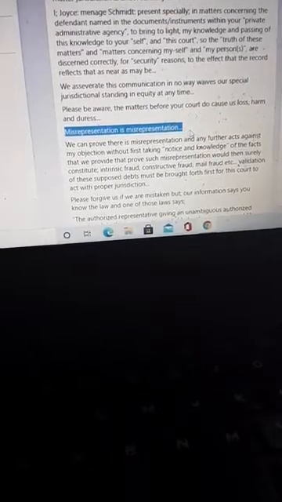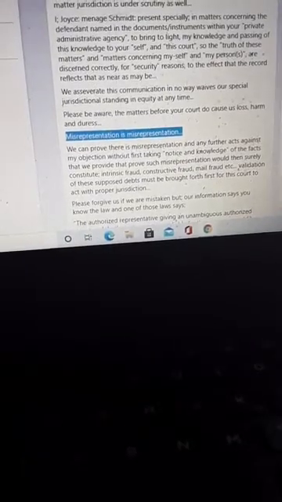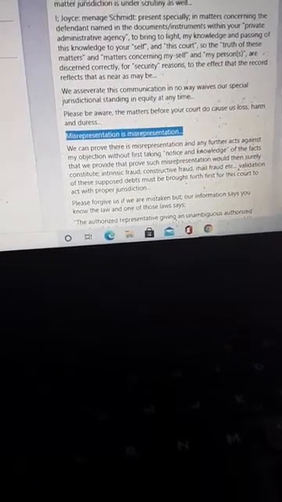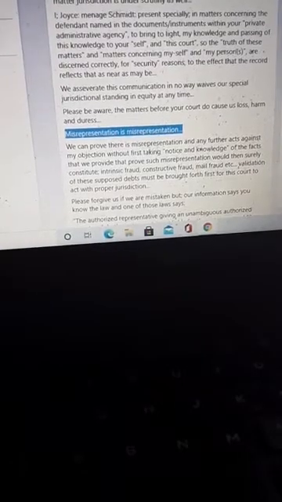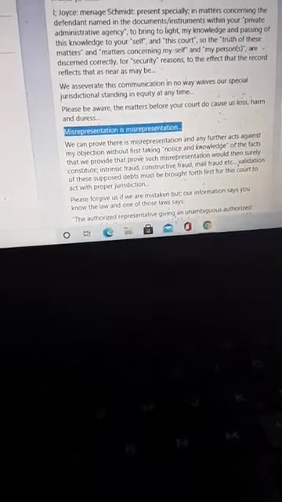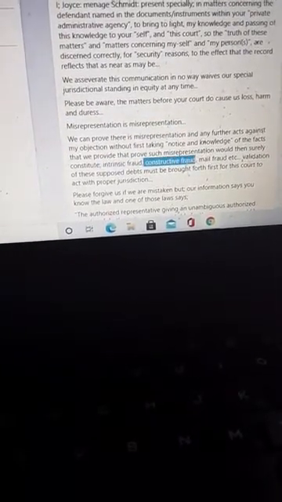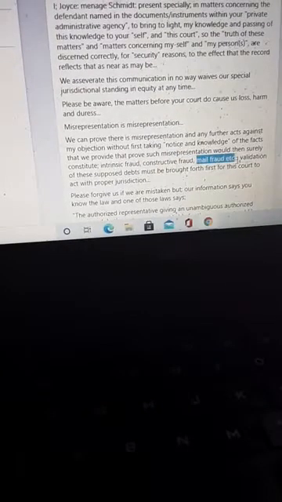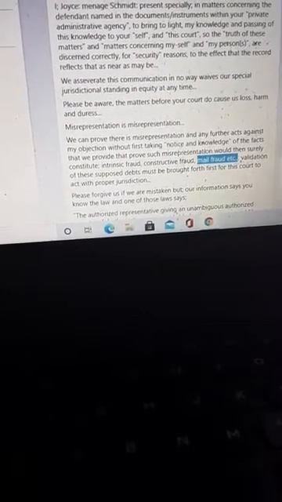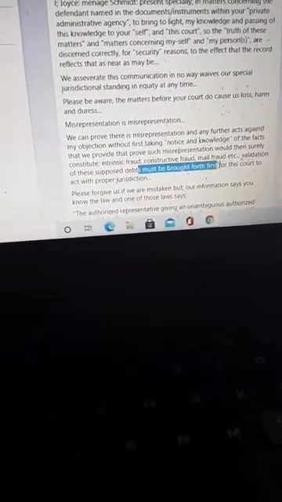Misrepresentation is misrepresentation. We can prove there is misrepresentation, and any further acts against my objection without first taking notice and knowledge of the facts that we provide that prove such misrepresentation would then surely constitute intrinsic fraud, constructive fraud, mail fraud, etc. Validation of these supposed debts must be brought forth first for this court to act with proper jurisdiction.